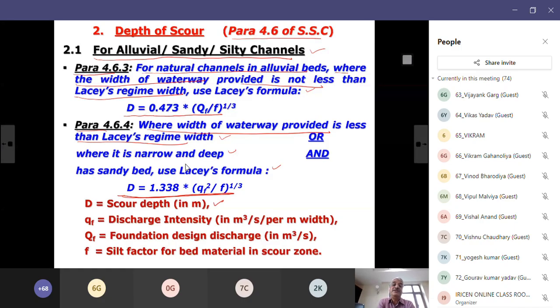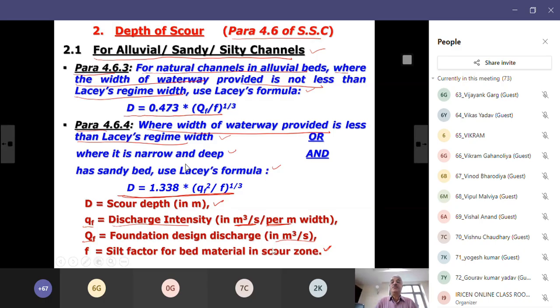Again, these equations may not be dimension neutral, so you must be careful about their units. D is cover depth in meter. Small qf is discharge intensity, so Qmax or meter cube per second per meter width, whatever is your width there. QF is foundation design discharge in Qmax, and F is silt factor for material in scour zone. How silt factor is arrived at, we will see in the next slide.